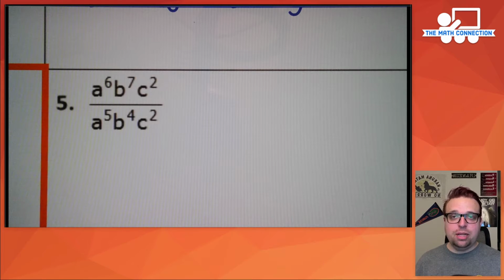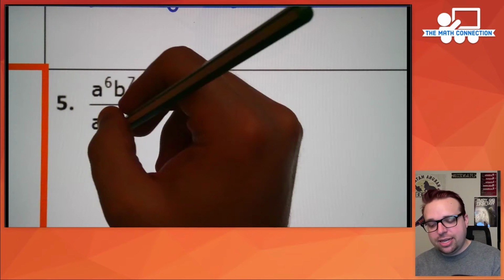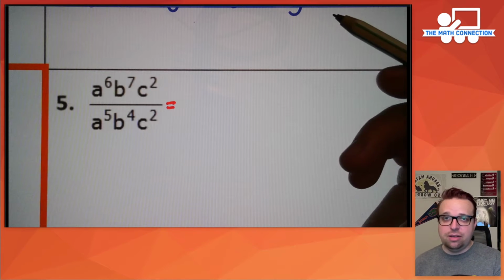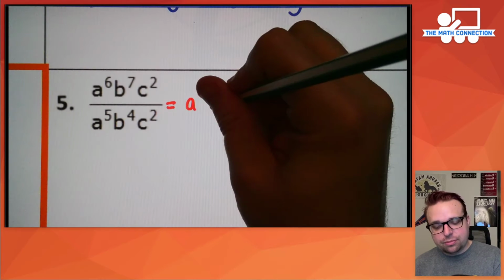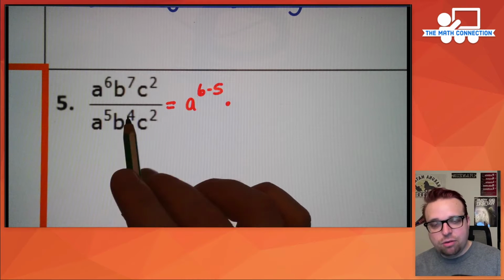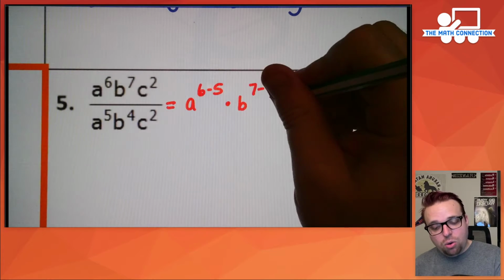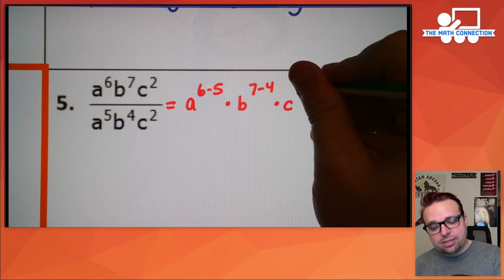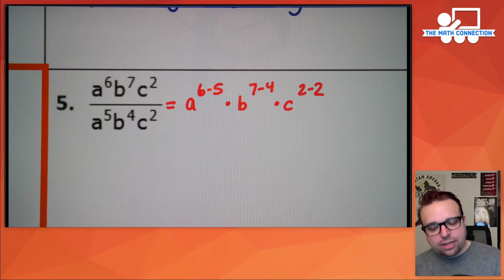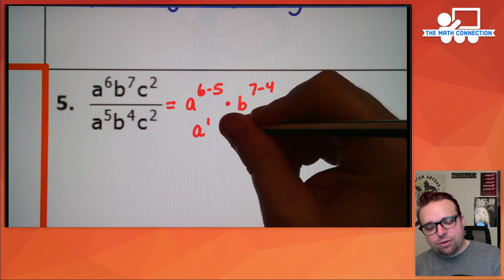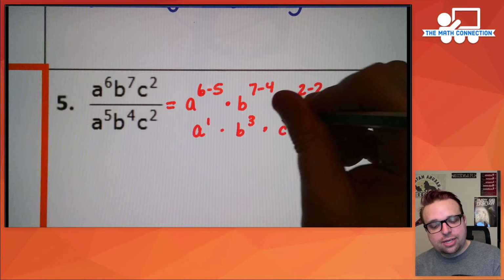Now all we need to do is apply the quotient rule. Okay, so let's look at a first. a to the 6 divided by a to the 5th means you have a to the 6 minus 5 power. And then you have b to the 7 over b to the 4th, which would be b to the 7 minus 4 power. Okay, and then you have c, which is c to the 2 minus 2 power. Interesting, right? Okay, so let's simplify this. 6 minus 5 is 1, a to the 1st. 7 minus 4 is 3, b cubed. 2 minus 2 is 0, so c to the 0.